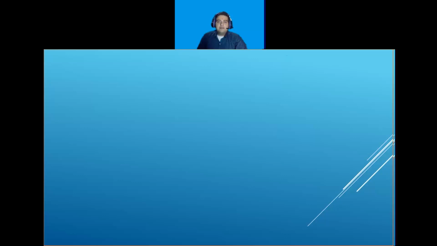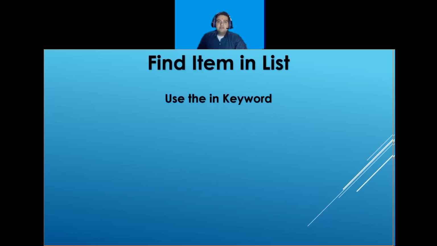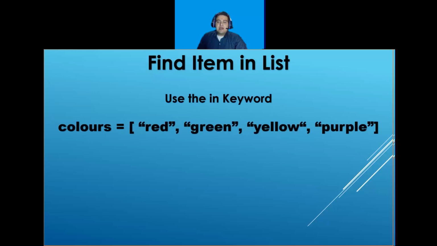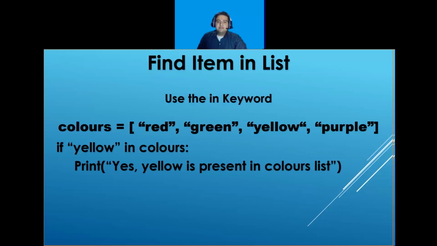If you want to find any item in your list, you have to use the in keyword. So suppose that here is my list and I want to find yellow in it. So I will write if yellow in colors. So I am finding yellow in a variable, or you can say in my list, which is colors. If it is present, it will print my desired output. So the print function says yes, yellow is present in colors list. If yellow is not found in the list, it will not print anything.